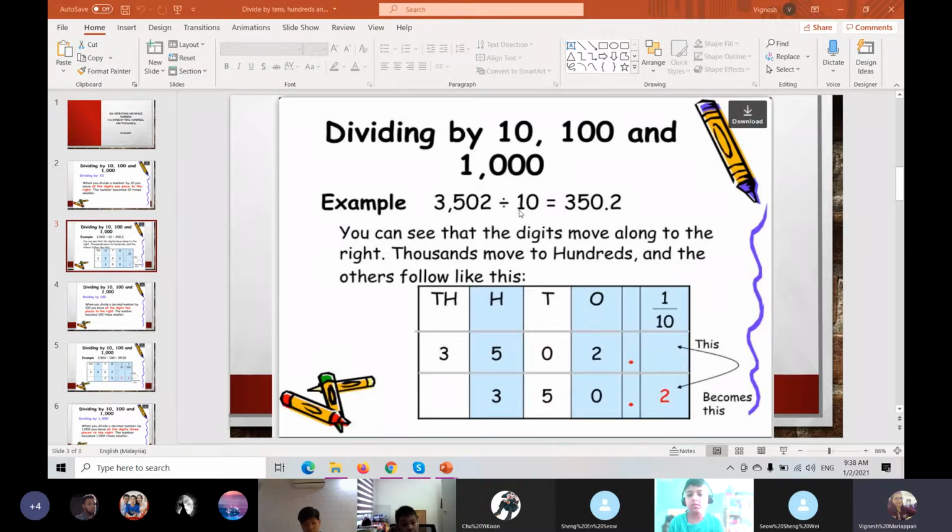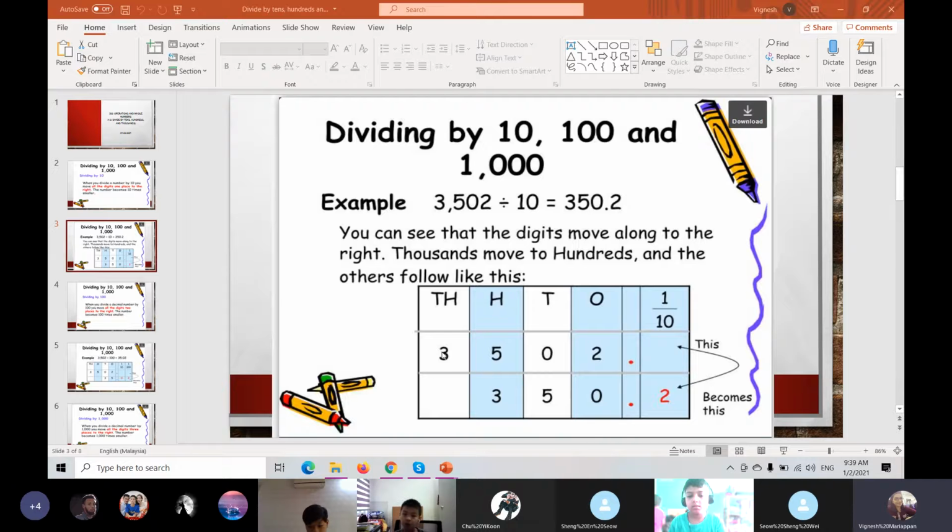Okay, since 3502 is divided by 10, the simplest way, as teacher said, since 10 has one 0, you only have to move one decimal place to the left. So your answer you will get 350.2. Understand or not?